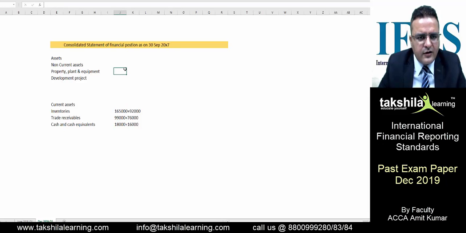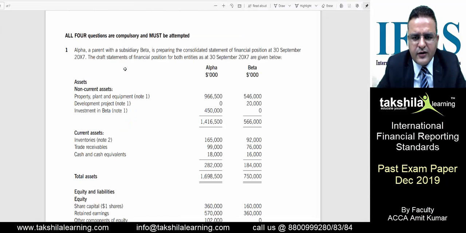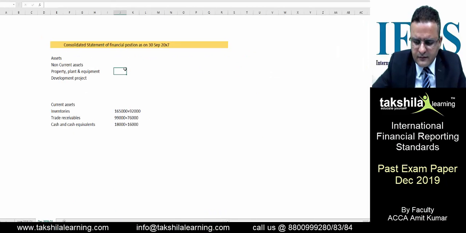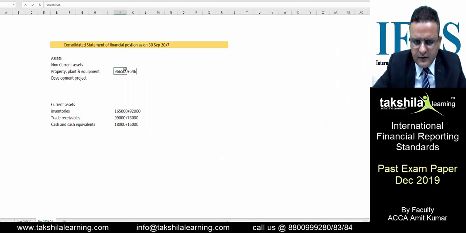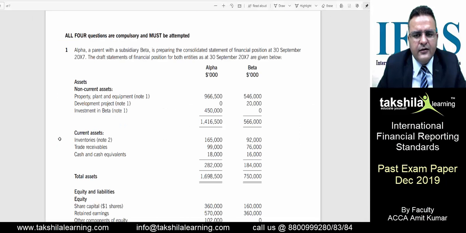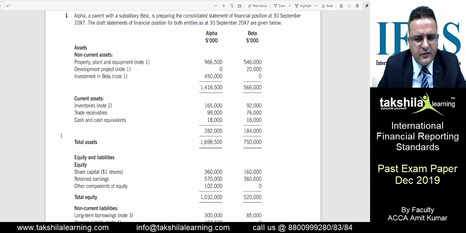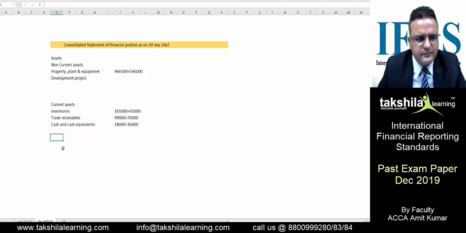If you wish to include relating to property, plant and equipment also, you can include 966,500 plus 546,000. Though we'll be using the fair value adjustments, at least the ones we can add up, we should add up. And there are total assets. After total assets, we'll be having equity and liabilities.